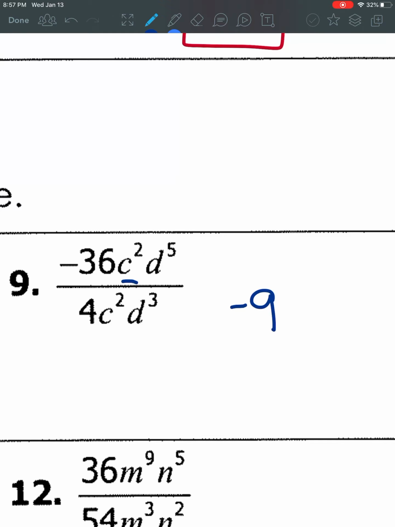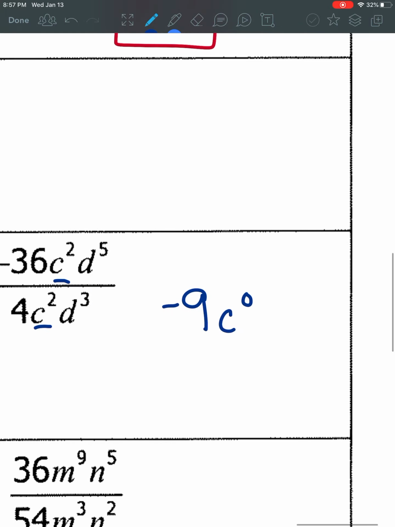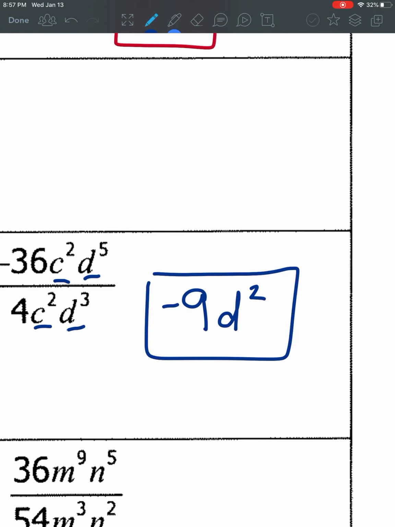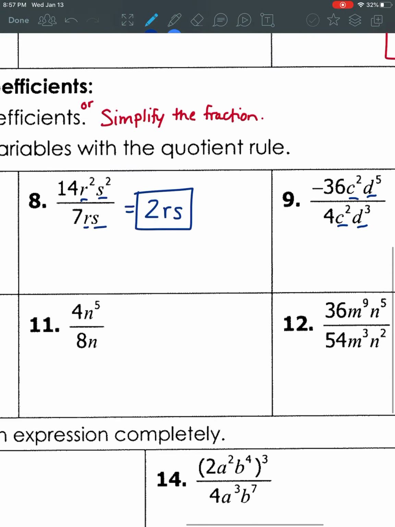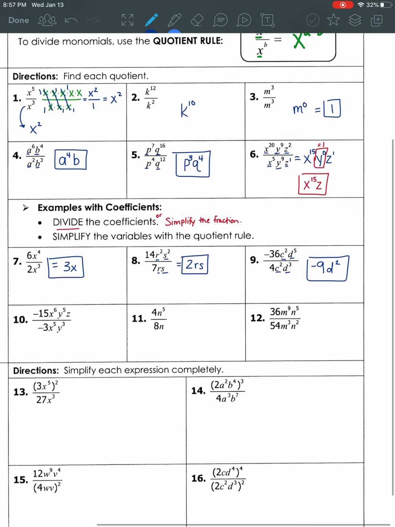Next one, negative 36 divided by 4, so we get negative 9. C squared over c squared, all of that would eliminate. Remember, we could have it as c to the 0 power. We know that is 1, so I'm going to skip that step and just eliminate it. But d to the 5th, d cubed, so we would have d to the 5 minus 3, d squared. So negative 9d squared.